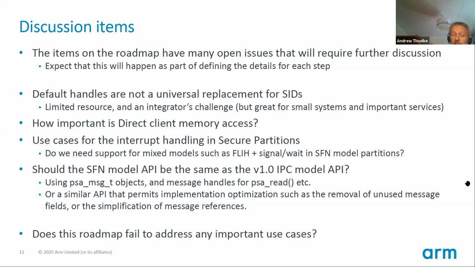The question mark I had earlier: do we want to keep the API the same as the version 1 IPC model API, or does version 1.1 introduce some new APIs which provide a bit more flexibility and optimization? And of course, are there any important use cases which this roadmap is going to leave unaddressed that we ought to consider?